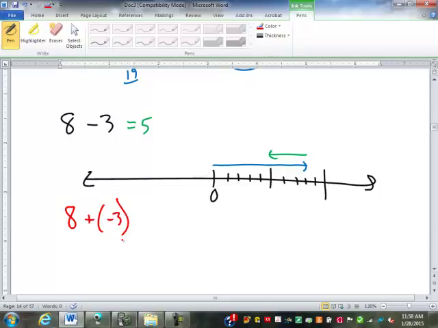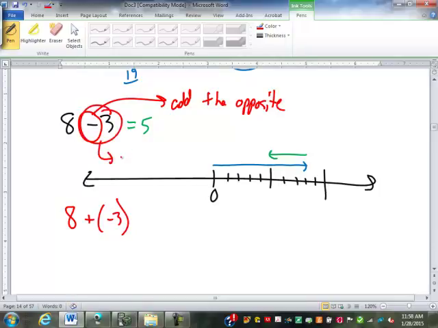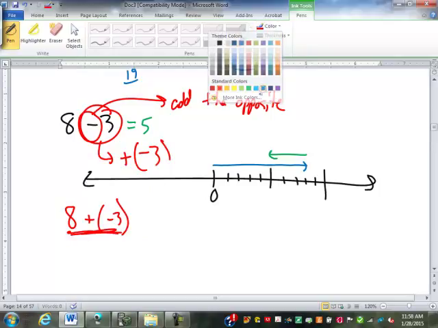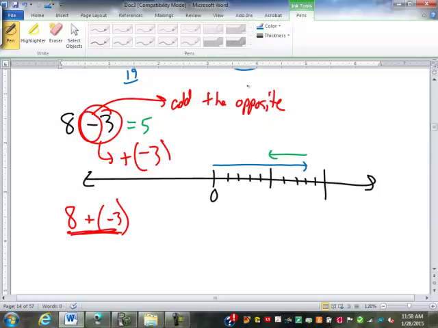Technically, if you get deep into mathematics, the operation of subtraction does not exist. The technical definition of this symbol here that we know as a subtraction symbol is add the opposite. So technically, subtracting 3 means add the opposite of 3. So add a negative 3. So 8 minus 3 literally does mean 8 plus a negative 3. Now, most of us have worked with subtraction enough that we can do 8 minus 3. We know what that is.